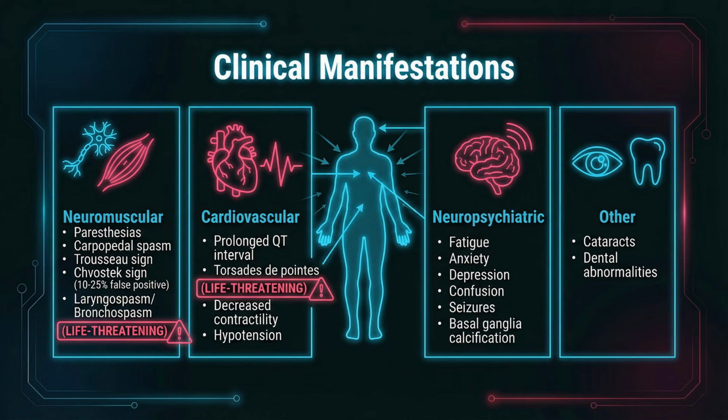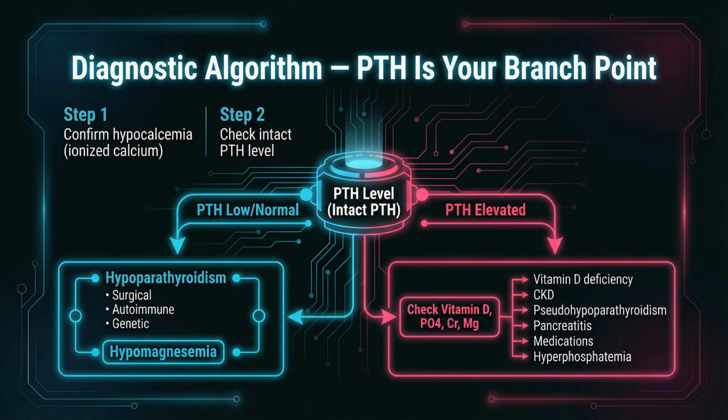And remember, rate of decline matters as much as the absolute level. A rapid fall is always more dangerous. Here is your diagnostic algorithm. Step 1. Confirm hypocalcemia with ionized calcium. Step 2. Check intact parathyroid hormone. This is your branch point.